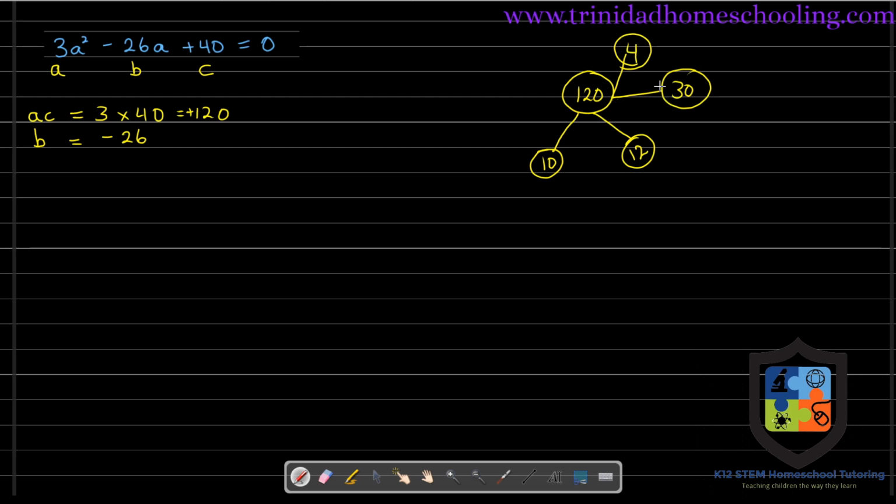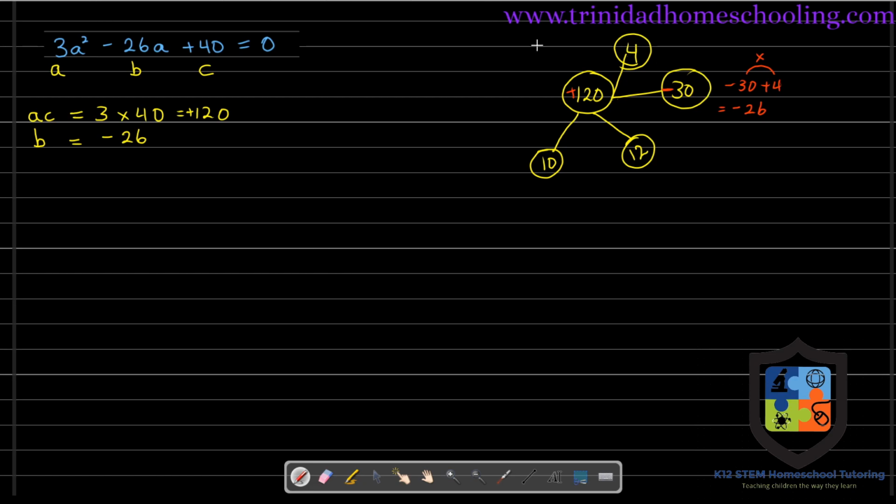Now 30 multiplied by 4 will give me 120, and 30 plus 4 would not give me 26, right? Now even if I make this a negative 30, negative 30 plus 4 will give me minus 26, right? But if I multiply negative 30 by 4, I will not get positive 120. Okay, so this one as well is out.